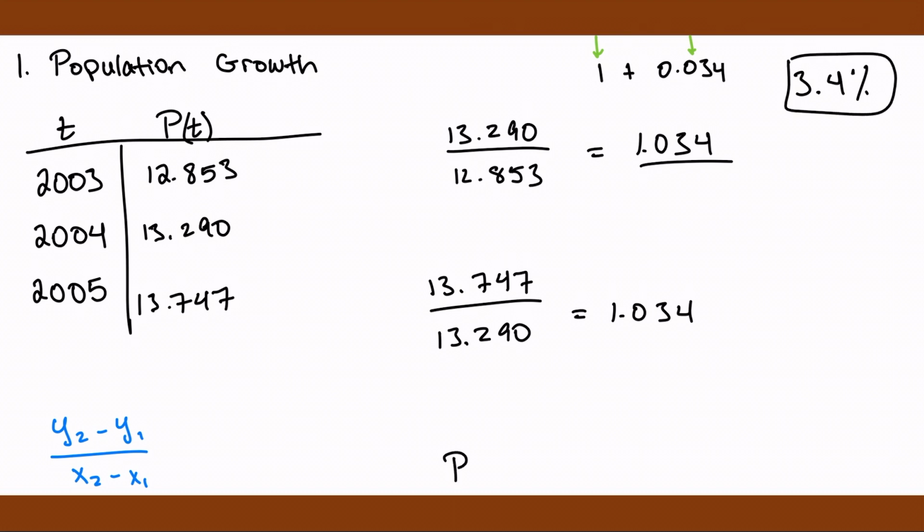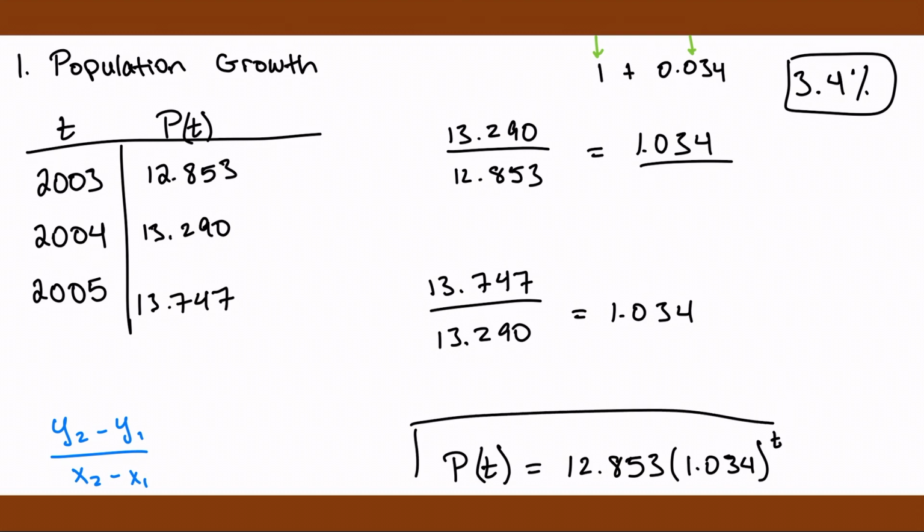And we can write a function for the population at any given time, t being years since 2003. This is the initial value. When t equals 0, the population is that. And then we multiply by this number to the t power. There's your exponent up there telling you, hey, this is an exponential function. The growth rate is 3.4% increase each year. Simple as that.